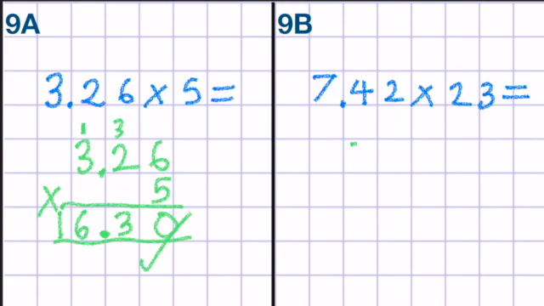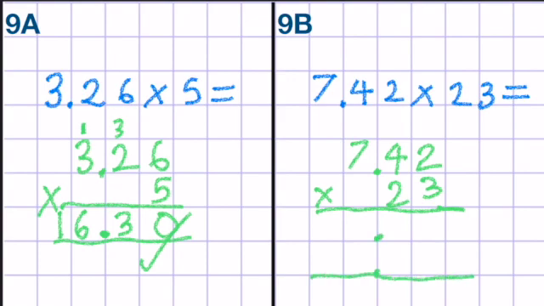Now we have got 7.42 times 23. So, decimal point over 2 rows, because we've got 2 digits, and then our answer box as well. So let's start. 3 times 2 is 6. 3 times 4 is 12. Carry there. 3 times 7 is 21. Plus 1, 22. Cross out my 1. Cross out my 3. Put a 0 here because this is 20.